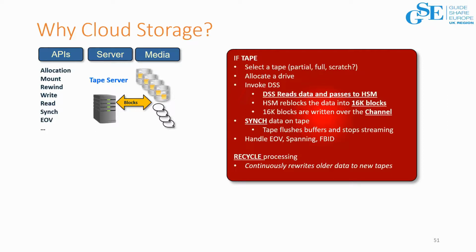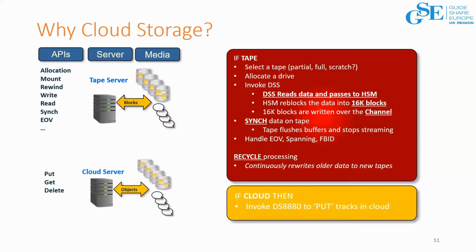So if you contrast that with what is required to archive data to the cloud, the API is simple. There's put, get, and delete requests. And the algorithm is if cloud, invoke DS8K to put the tracks in the cloud. So that's obviously pretty simple. It eliminates a lot of CPU, which is why leveraging the cloud for your data archival purposes saves you money.